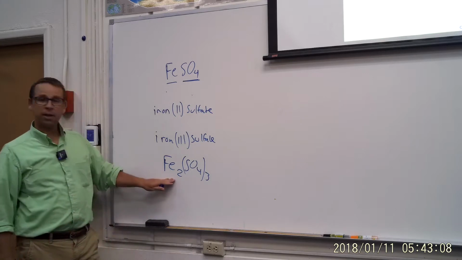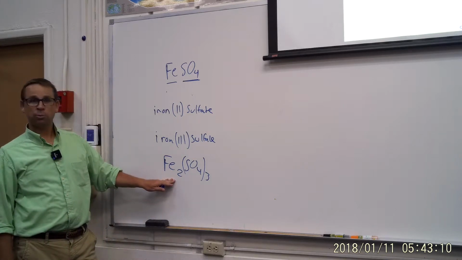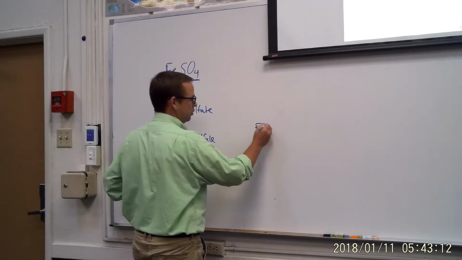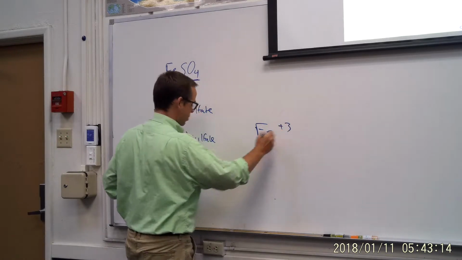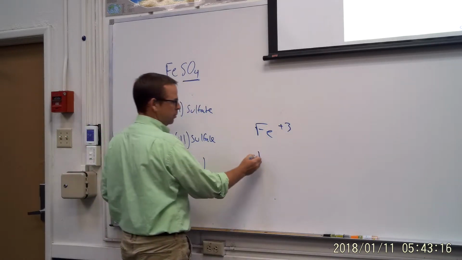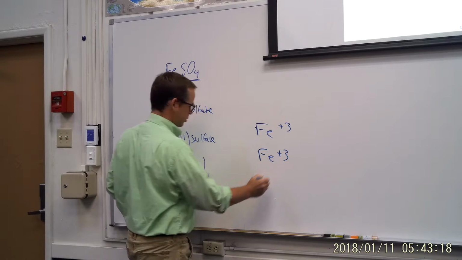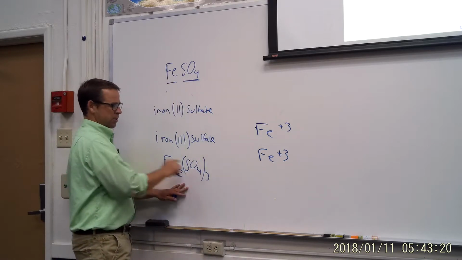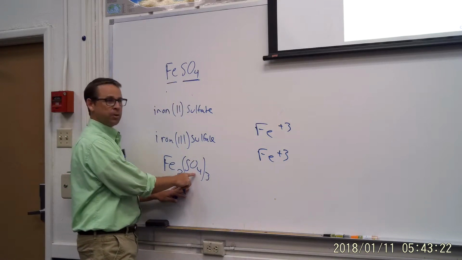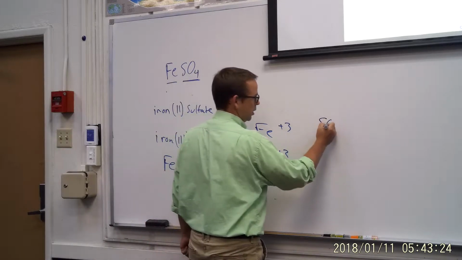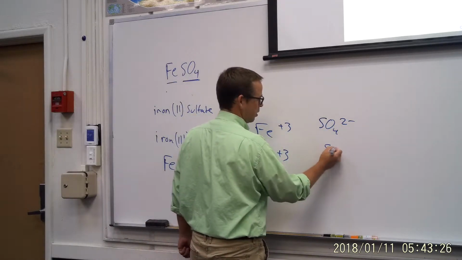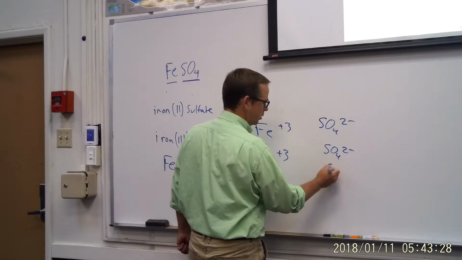What's the charge on the irons here? +3. So we have Fe with a +3 charge. And there's 2 of them, Fe. And then how many of these sulfates? 3. What's the charge on the sulfate? SO4 2-, right?